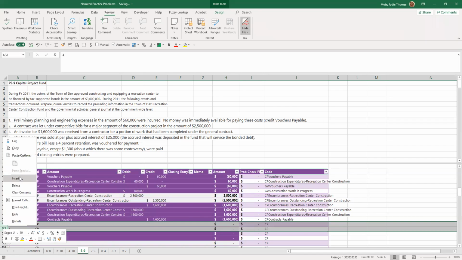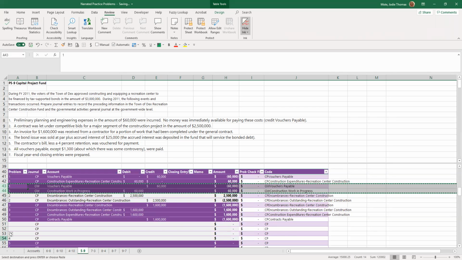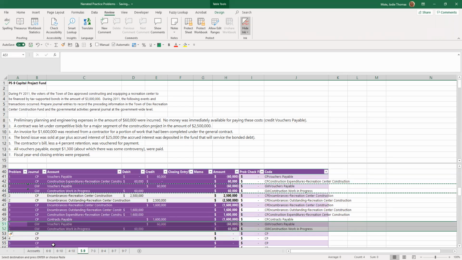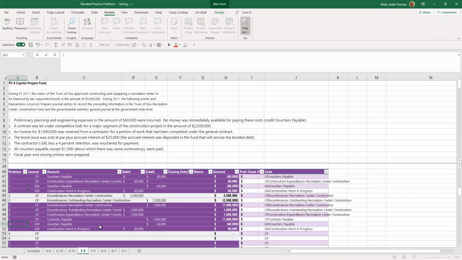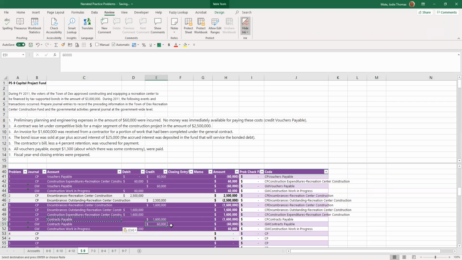We also, though, need to come down here and make the government-wide entry, because this is a transaction that impacts the government-wide journal, the governmental activities journal. It's not budgetary. It's an actual transaction, except here you're going to notice the difference. You're going to see this several times in this module. That is, the vouchers payable part of the transaction is going to look the same in both journals. You both owe $1.6 million, okay? So let's go ahead and do that. 1.6 and 1.6. See there? Those two parts are the same.